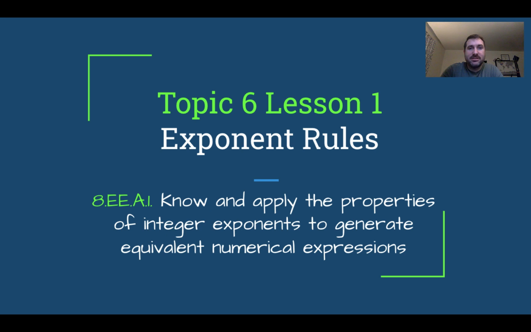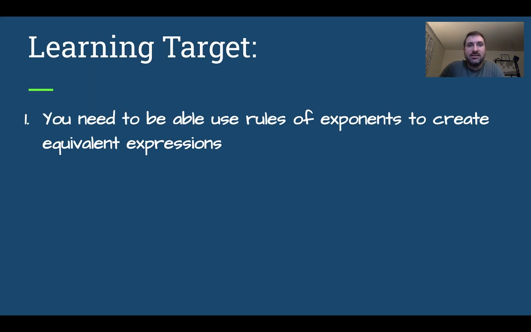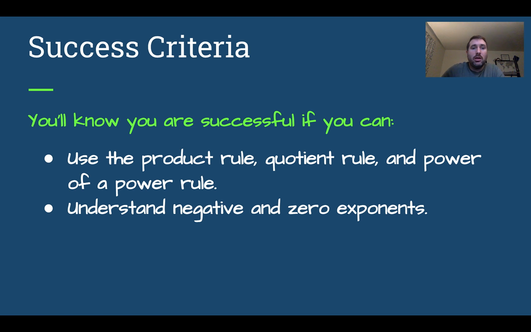This is Topic 6, Lesson 1, Exponent Rules. After this lesson, you need to be able to use the rules or laws of exponents to create equivalent expressions. You'll know you're successful after this lesson if you can use the product rule, quotient rule, and power to a power rule, and you can understand negative and zero exponents.